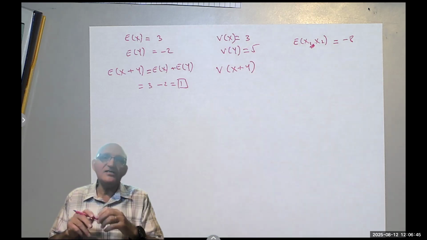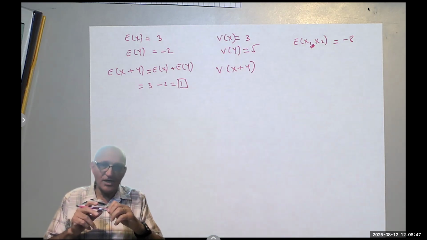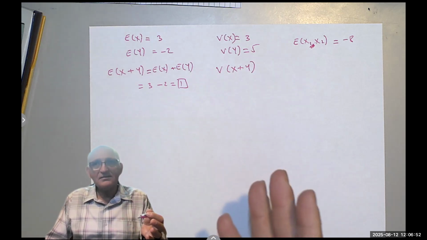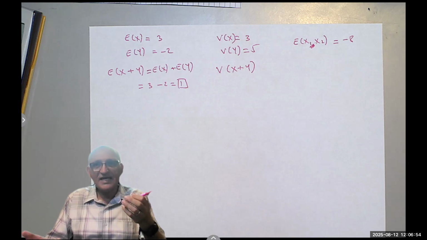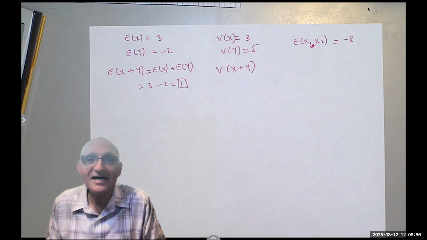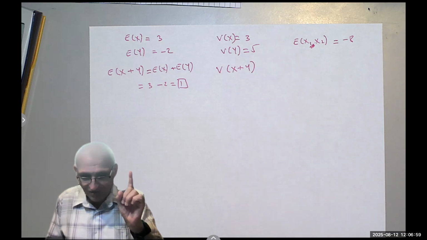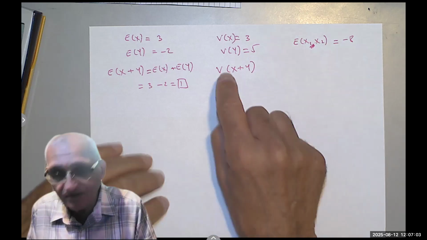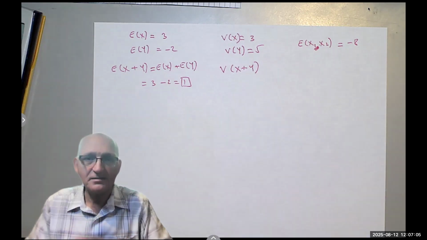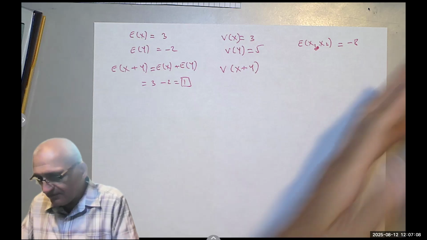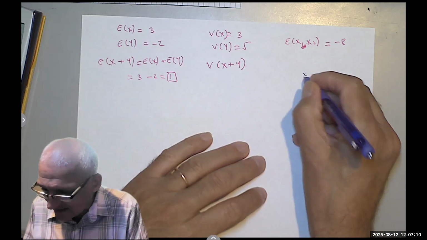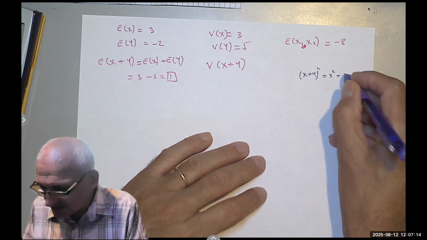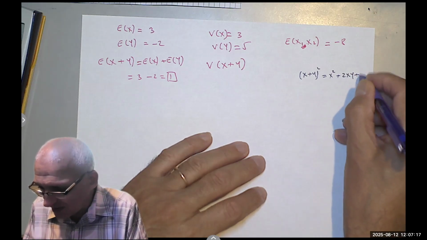But how do I calculate the variance of x plus y? It turns out that it's not hard, but some students had trouble with it. So the way I devised, I say, every time you see the word variance, think square. Meaning, go to the side of the page and evaluate x plus y squared. You get x squared plus twice xy plus y squared.